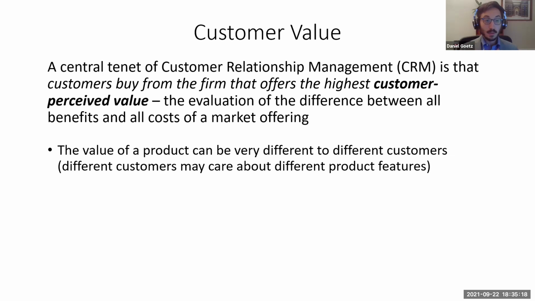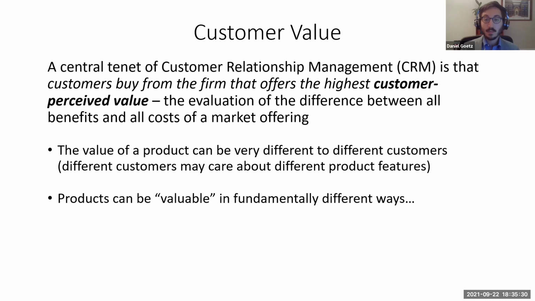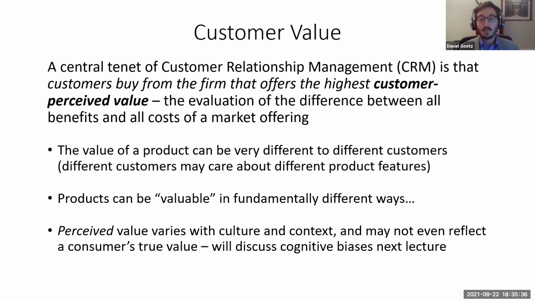There's no absolute value of UTM. There's no absolute value of the socks. There's only what different people value it at, right? And that will be dependent on their personal preferences, their culture, their context, right? Apart from different people valuing it in different ways, products can be valuable themselves in fundamentally different ways, right? So a product like water in the desert, extremely valuable. A product like a diamond in the desert, not very valuable if you're perishing of thirst. But they can be valuable in these different ways. And perceived value varies, okay?